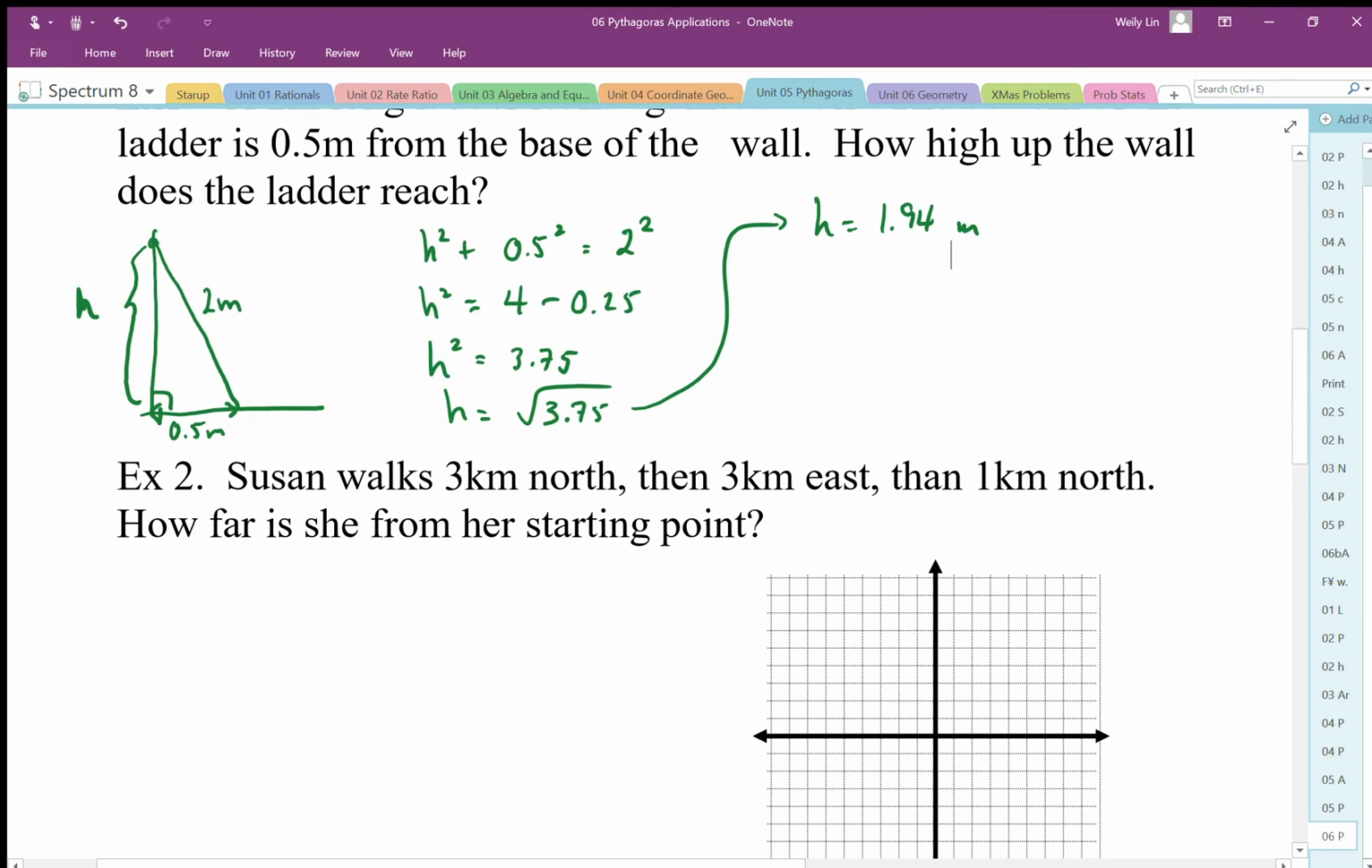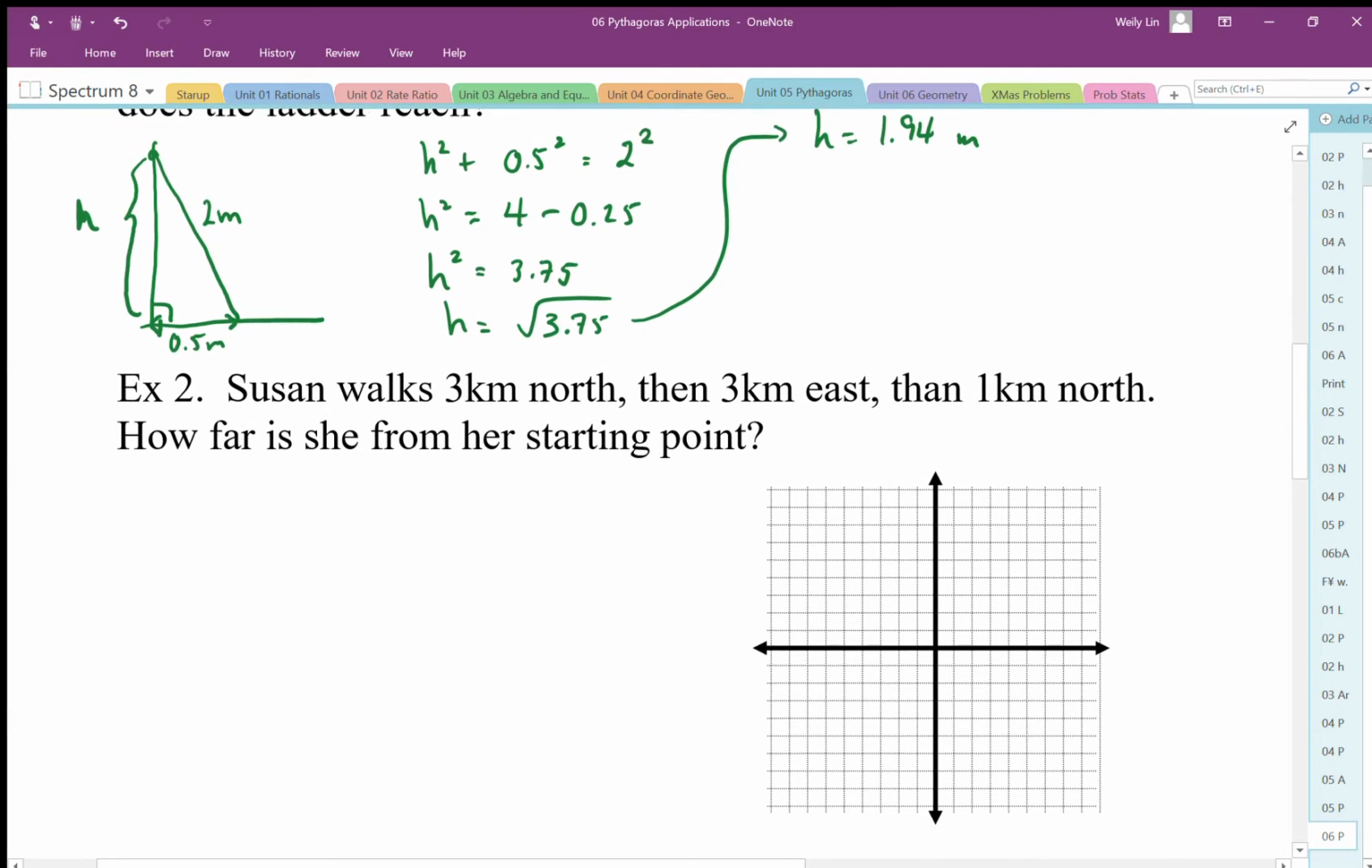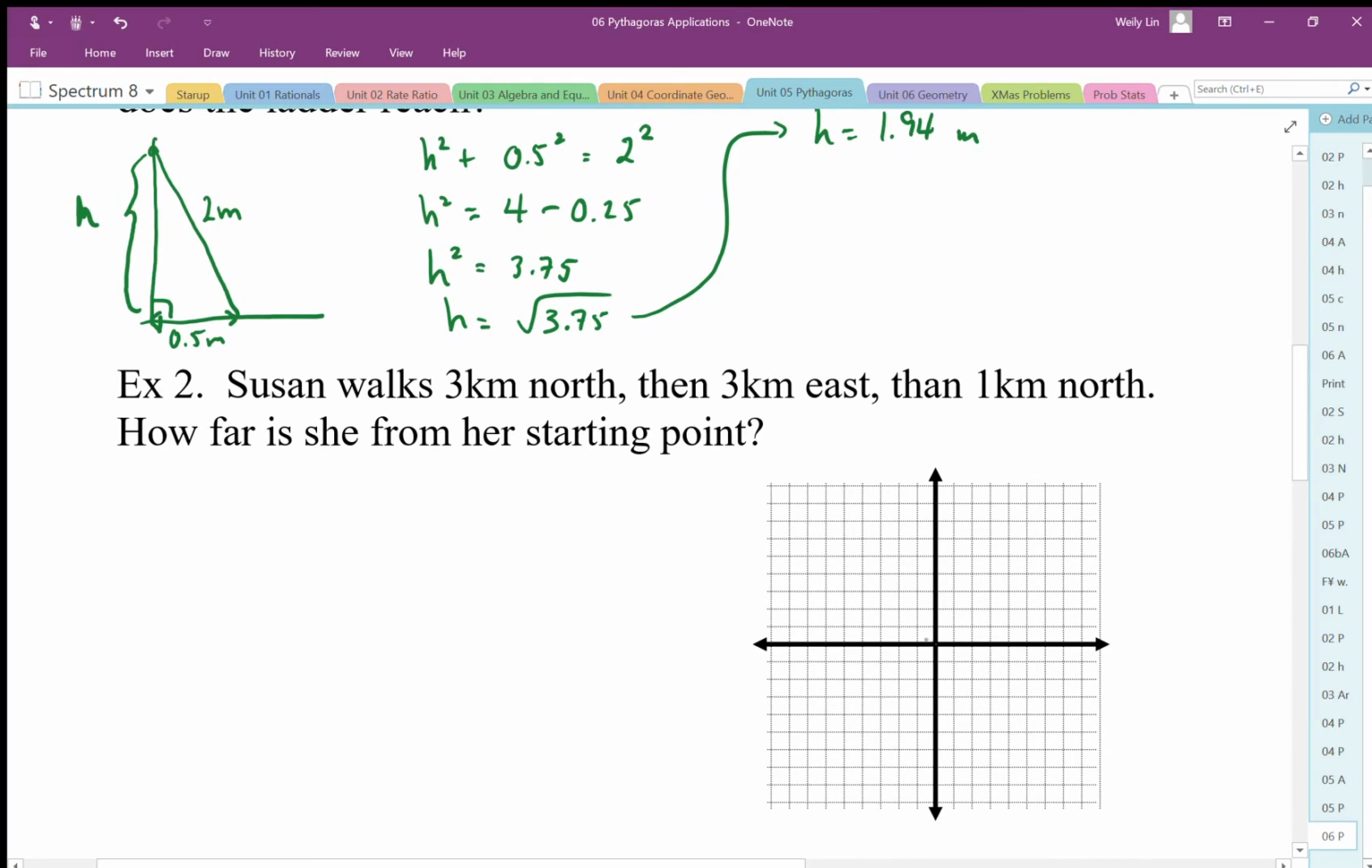Okay, so let's take a look at this one here. So Susan's going to walk 3 kilometers north, 3 kilometers east, and then 1 kilometer up. So I'm going to say that she starts at the origin, and let's make each square 1 kilometer. So there's 3 kilometers north. Okay, and then 3 kilometers east.